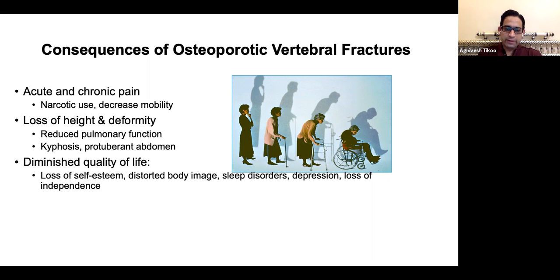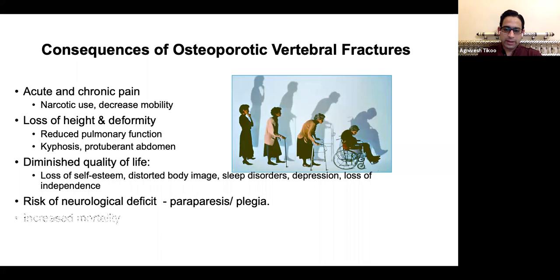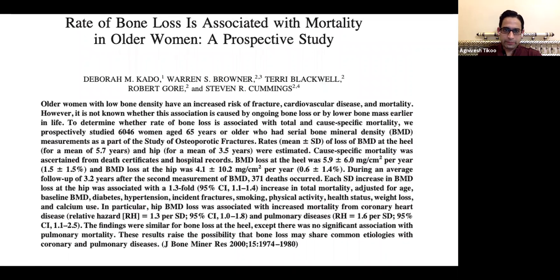The quality of life diminishes because you lose self-esteem. If you're not able to stand erect and you need a walker to move around, obviously you're not going to feel as great as you did when you were walking independently. There is also a risk of paralysis, because the spinal cord runs through the spinal canal, and when the spine becomes unstable it can inadvertently trouble the nerves. And it increases mortality.